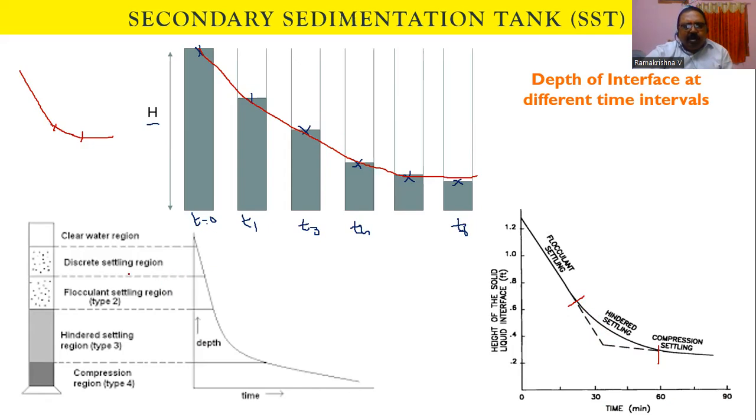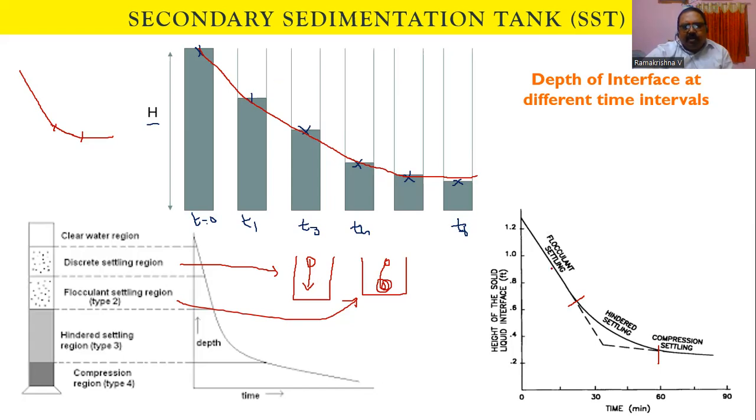Let us look at the different types of particles. Discrete particles are those where the size and shape do not change during settling in a tank. The second is flocculent settling, where a particle of small size changes its size and shape by the time it comes down to the bottom. So this is called discrete settling, and this is called flocculent settling. Flocculent settling comes with coagulation, and discrete settling is considered in plain sedimentation.